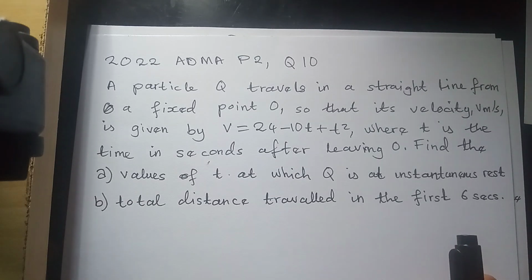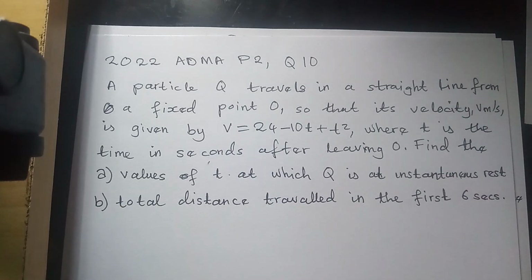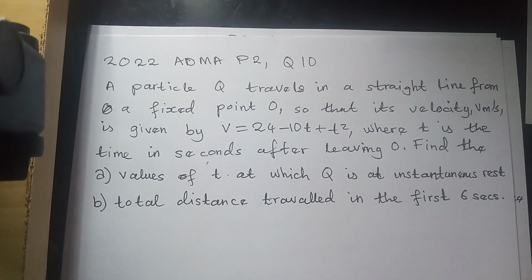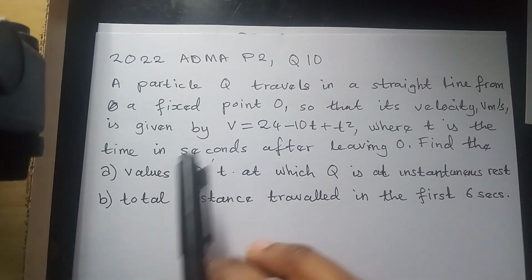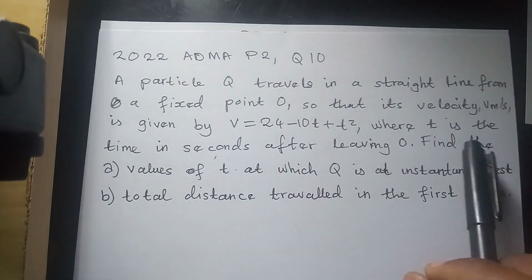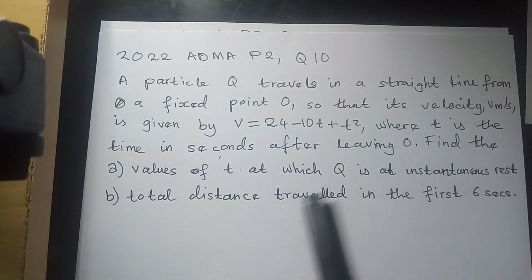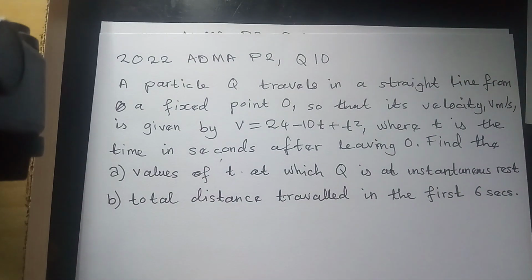Okay, we have 2022 ADDMA paper 2 question 10. A particle Q moves in a straight line from a fixed point O so that its velocity v meters per second is given by v is equal to 24 minus 10t plus t squared, where t is time in seconds.